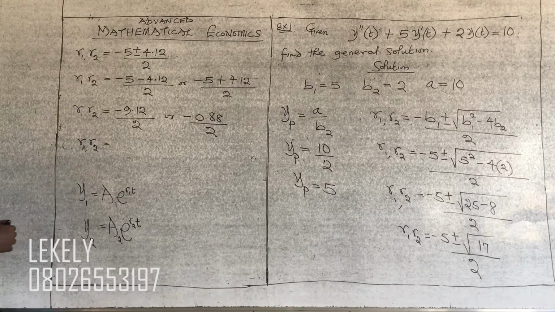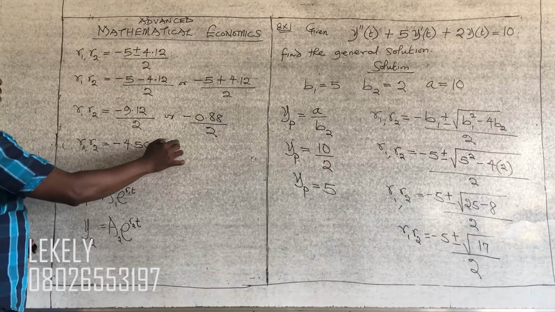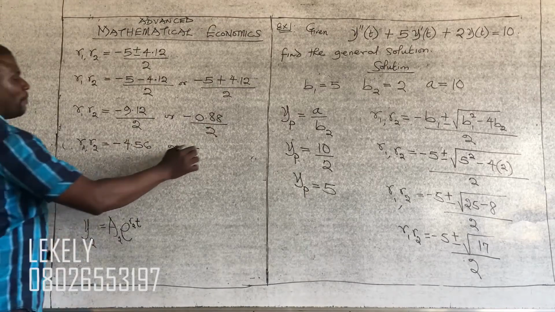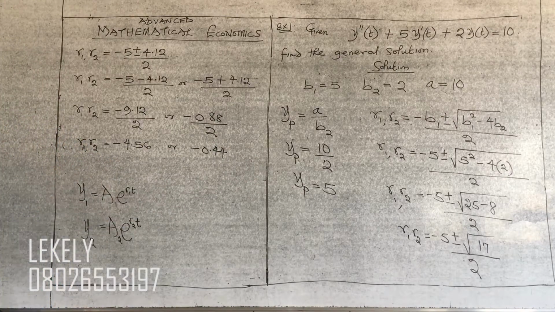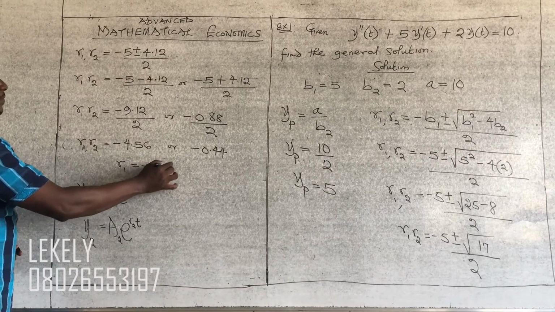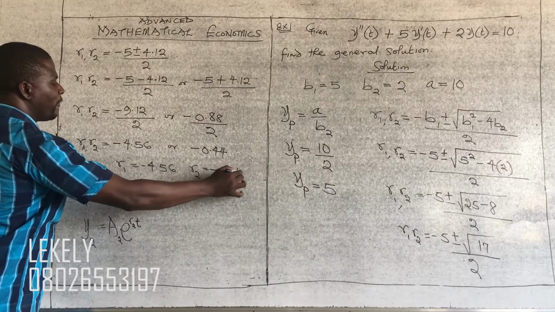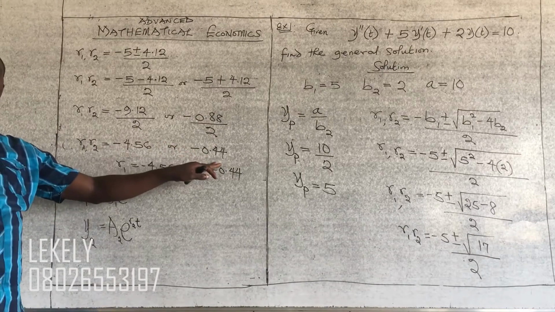So from there, my r1, r2 will now be equal to minus 9.12 divided by 2. That will give us minus 4.56. And then minus 0.44. So you can see that. So here now what we are saying is that our R1 is minus 4.56 and then our R2 is minus 0.44. So the first one is your R1, the second one is your R2.